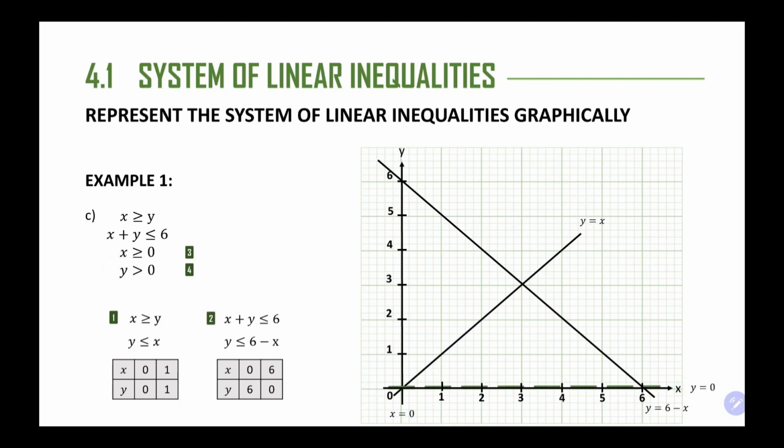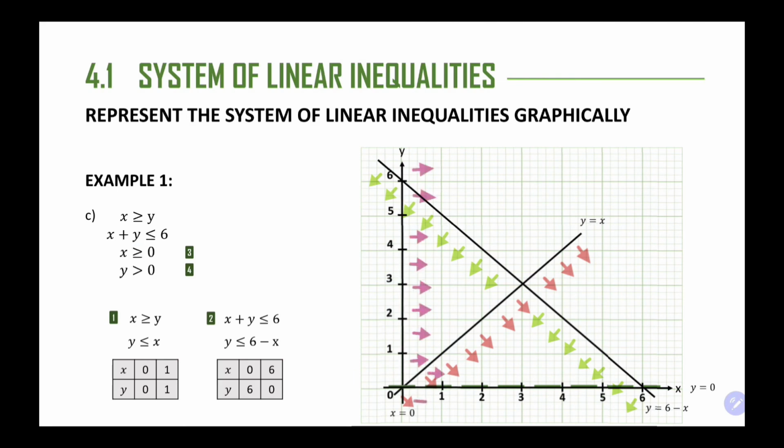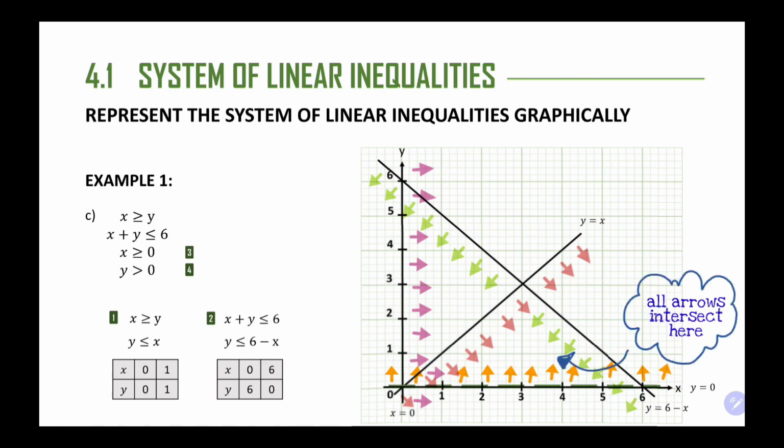Then we determine the region. First line, we have y less than or equal. So below the line. Okay, next. Second equation, we have y less than or equal. So below the line. And we have x greater than or equals to 0. So on the right side of the y axis. And y greater than 0. So above the x axis. Then we can see here the feasible region is here.